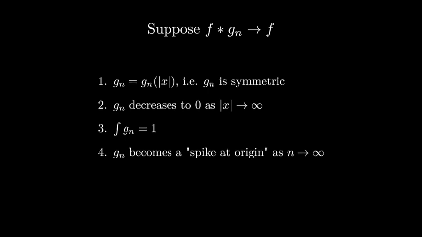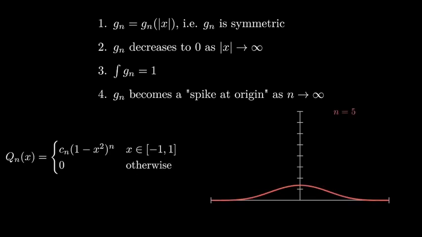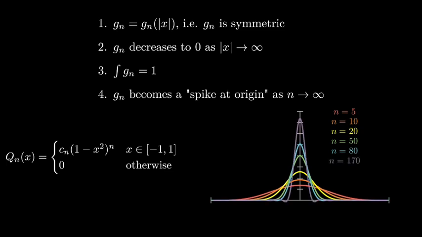These properties held for a Gaussian and also the step function we looked at, and now let's try to verify them for Q_n. Clearly, Q_n is symmetric and decreases to 0 the further you are from the origin. The constants C_n are intentionally chosen here to make the area under Q_n equal to 1, so that's satisfied automatically, and as n increases, Q_n gets more and more concentrated at the origin. So very informally, we've shown that Q_n is an approximate identity.